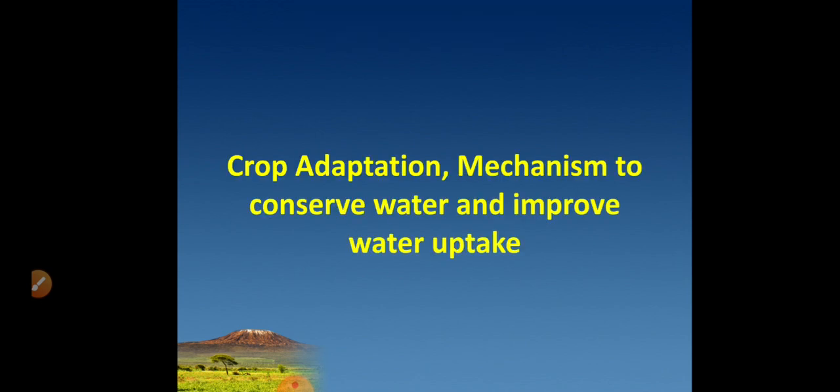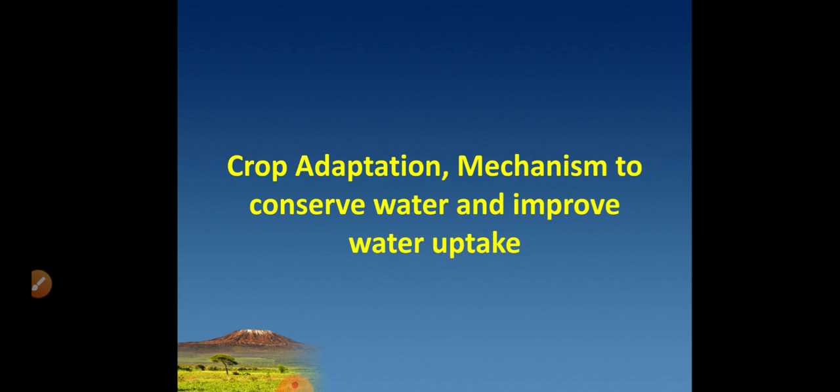Adaptation means what? Adaptation means a structural or functional modification in plants. For what purpose are these modifications there? Just to survive or to reproduce in a particular environment. For any particular climatic situation or environmental condition, just to survive in such a condition, the plant has a few modifications. These modifications are related to the structure of the crop plant, or to the functioning of the crop plant. Okay, so this is crop adaptation.